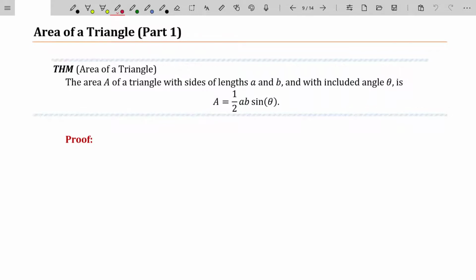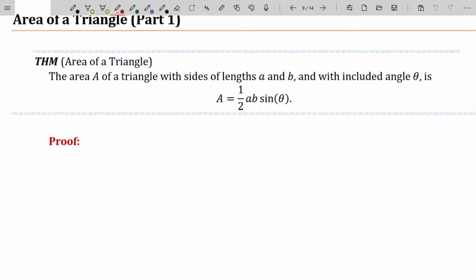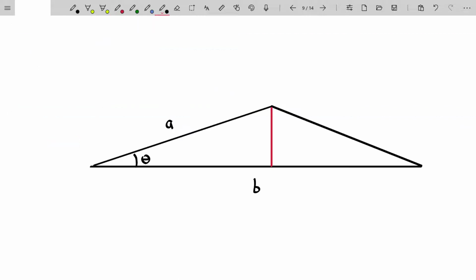So here's the theorem, and we're going to prove it and do an example. They're pretty easy. The area A of a triangle with side lengths A and B and with included angle theta is A equals 1/2 AB sine of theta. Well, let's go ahead and prove that.